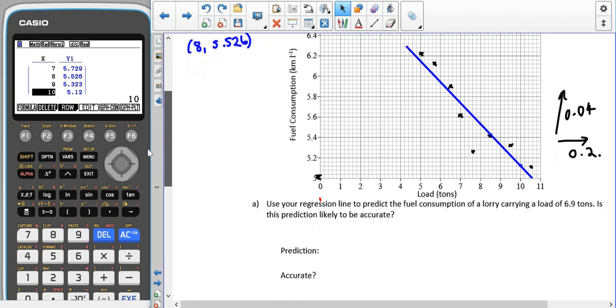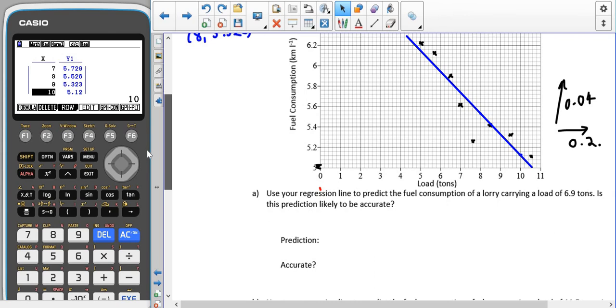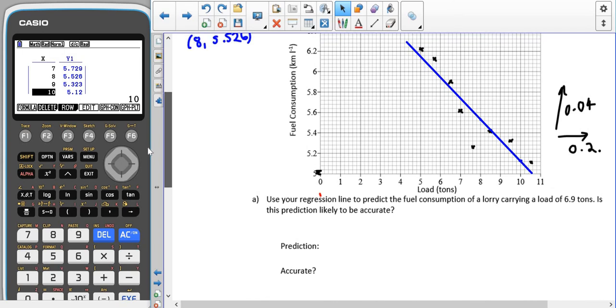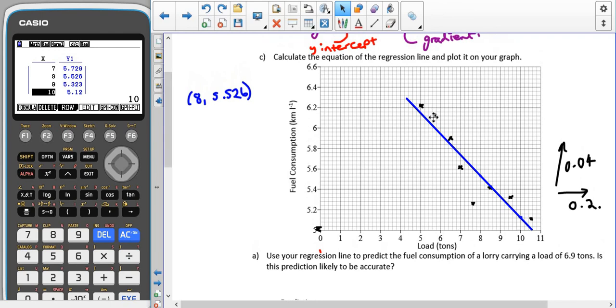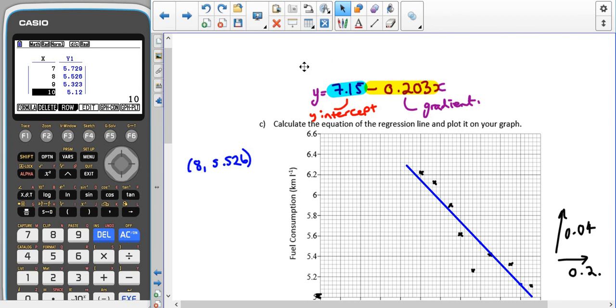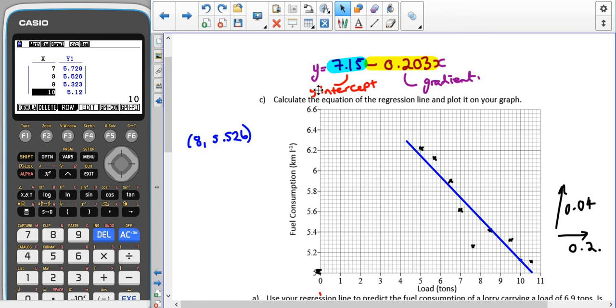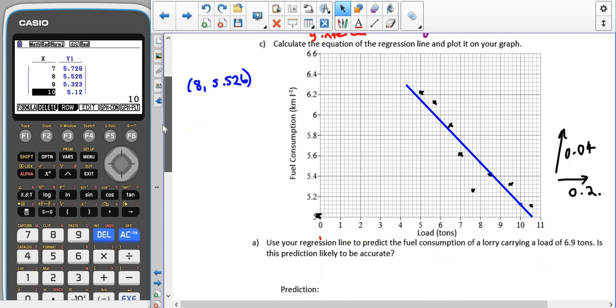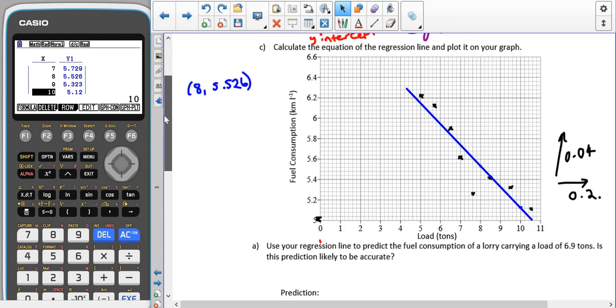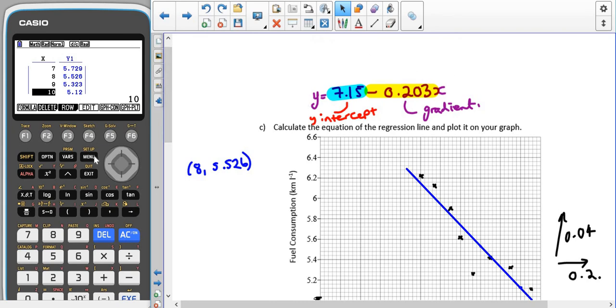So then we're going to use our regression line to predict the fuel consumption of a lorry carrying 6.9 tonnes, and we're asked then if it's accurate or not. Well, don't actually use your regression line on the graph. The reason for this being is that we have the equation of our regression line here, and it's going to give us a much more accurate value using the equation. You can use your graph to help you double check that you've plotted it correctly, but my first point of call would be to use the equation unless it specifically says to use the graph, and it just says to use your regression line. So we're using our regression line.